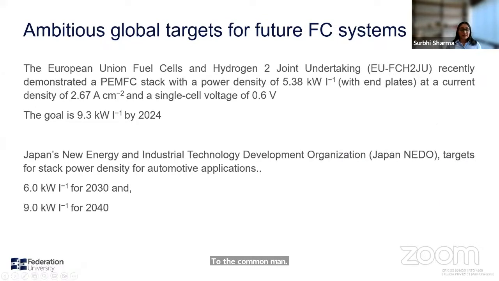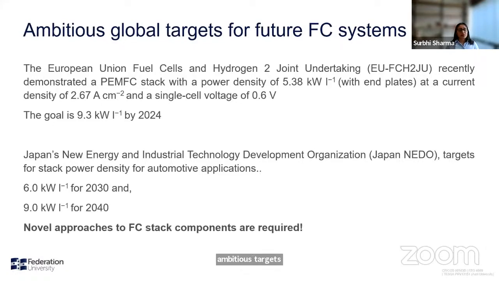In addition to all this, there is also a lot of ambition around the fuel cell targets for the future, reaching up to 2030 and 2040, both from the European government and from other governments internationally, including the Japanese government, where there is an expectation of increasing the power densities up to 9.3 kilowatt per liter by 2040, and 2024 in case of EU. And these are quite ambitious targets.